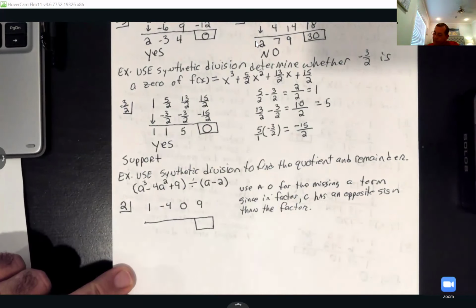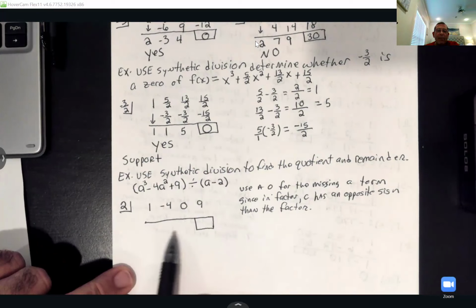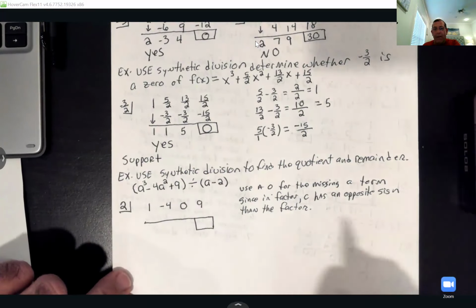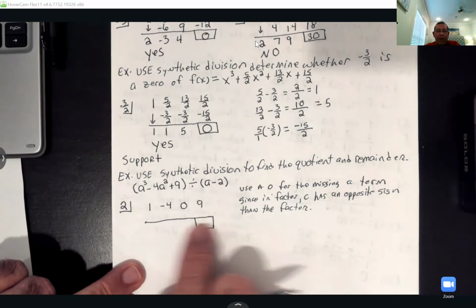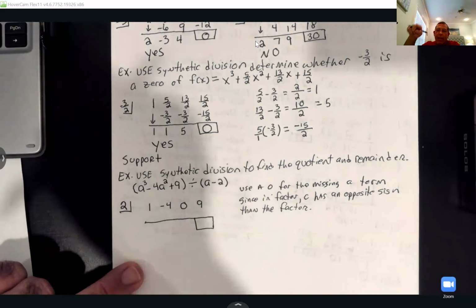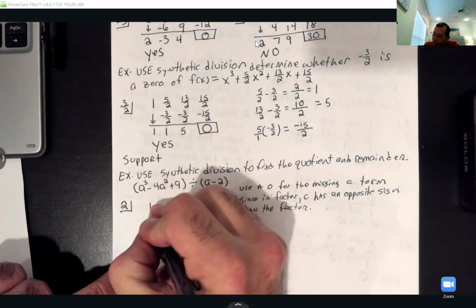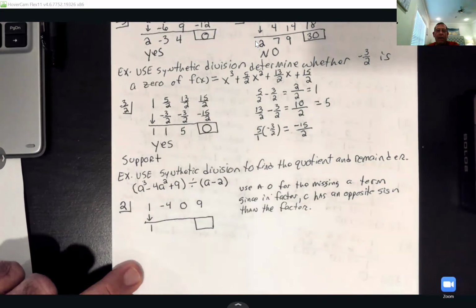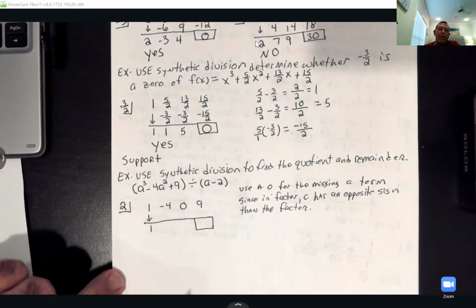Now, remember, this box here is going to be the remainder. All these numbers under this line will be the quotient part of it. So let's see what we get in all this. So you remember the first step, I'm going to take the 1 and bring it down. All right, what number's going under that -4?